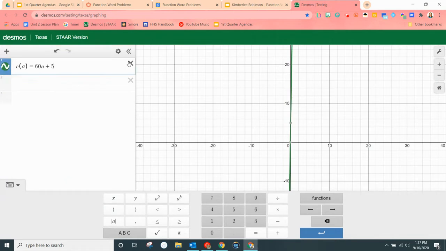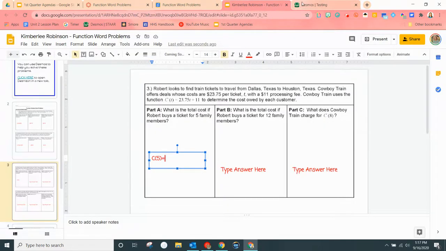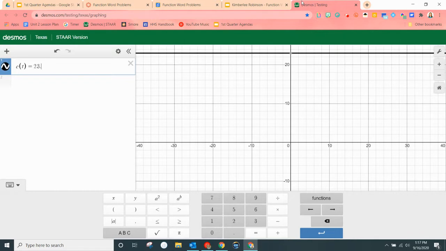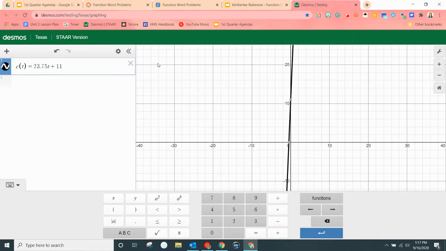So let's go back up to the top. Remember, we have to erase everything. And I got to say, well, now I have a new function, Desmos. It's C of T. It's the cost of tickets equals $23.75 plus 11. Whoops, I forgot to put my T in there, guys. You got to put your variable. It's not going to know what you're talking about.